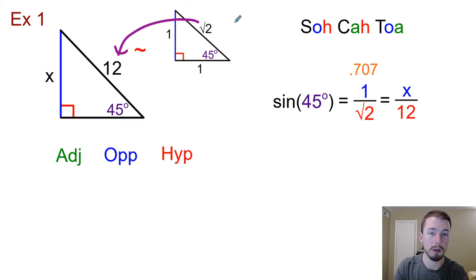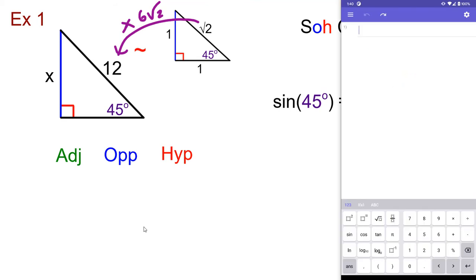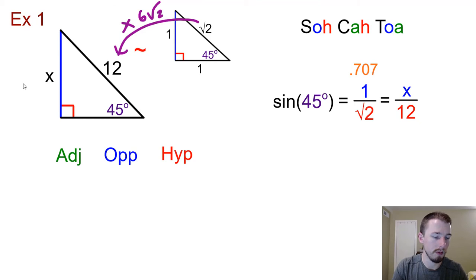First thing we have to do is get rid of the radical, so we have to multiply it by a scale factor of radical 2. Rad 2 times rad 2 is now regular 2, and then regular 2 times what gets us 12? Well, then we have to multiply by an additional 6. So this side here, 1, would turn into 6 radical 2, which as a decimal is 8 point something. All right, so here in a calculator, we're going to do 6 radical 2, and that's going to be 8.48. Okay, so x is equal to 8.48.